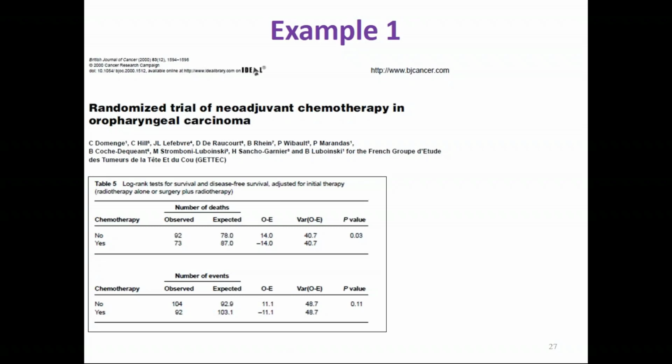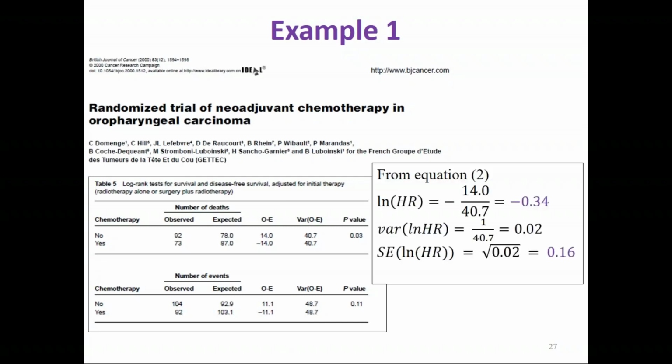So these are the total expected number of events using that formula that I introduced before for the log rank test. They also present O-E statistics and the variance of O-E, and also the corresponding log rank test p-value of 0.03. So there's a lot of information there we can use. We could actually use either equation 1 or 2. This illustration here just uses equation 2. They give very similar answers, so it's not that important anyway.